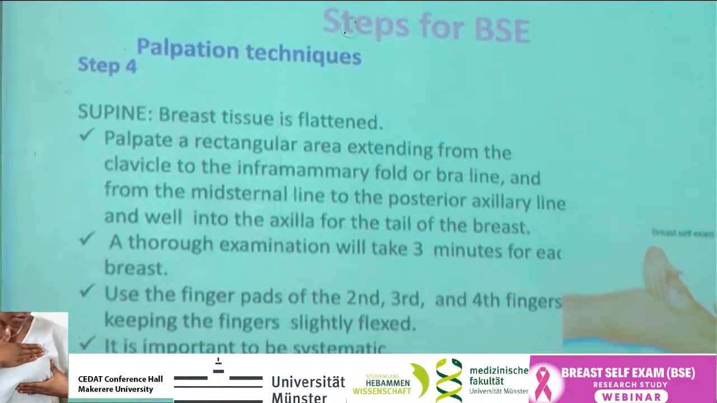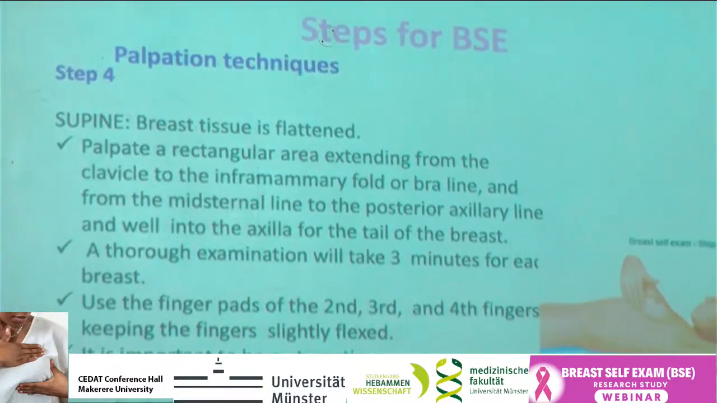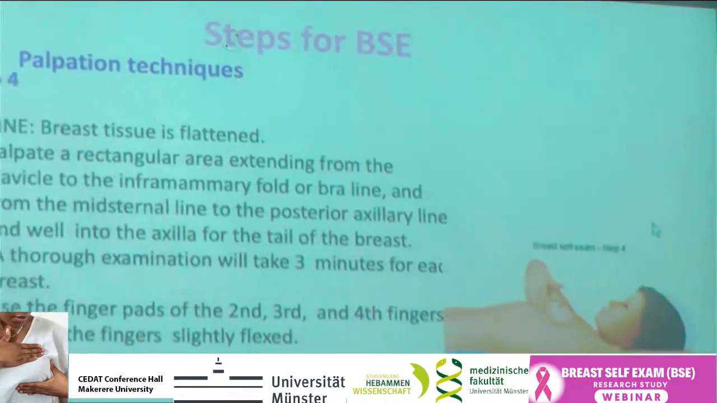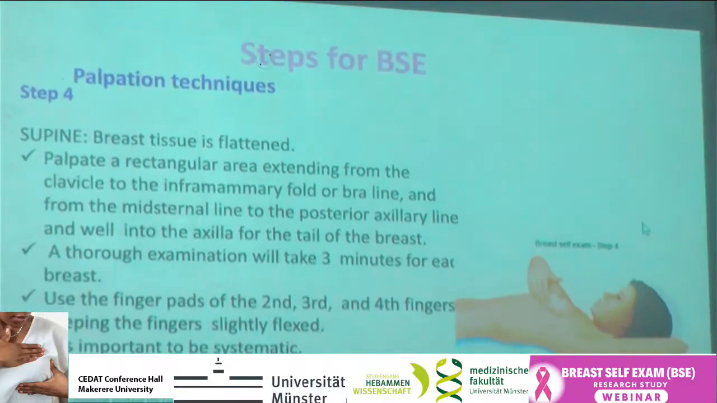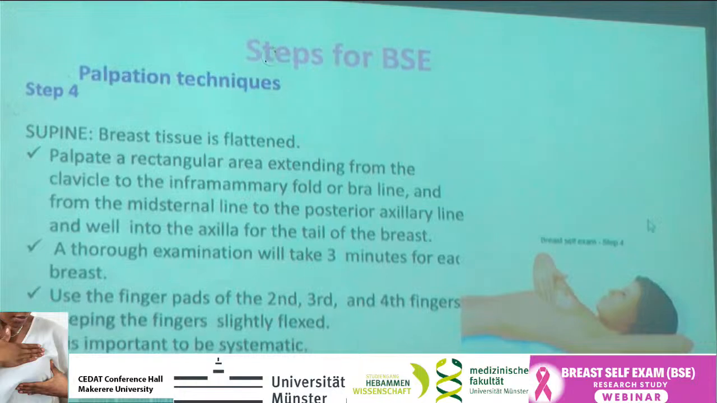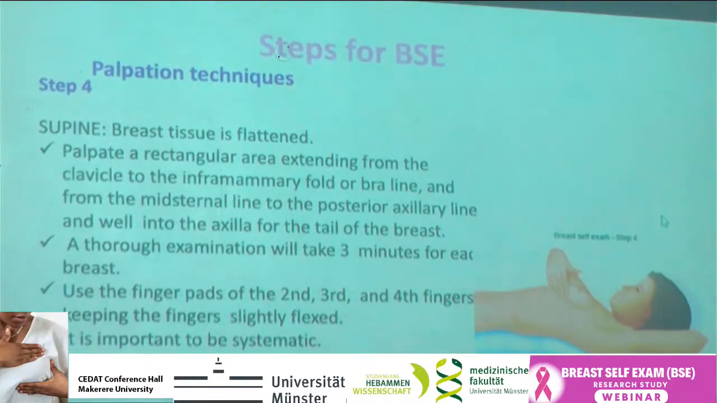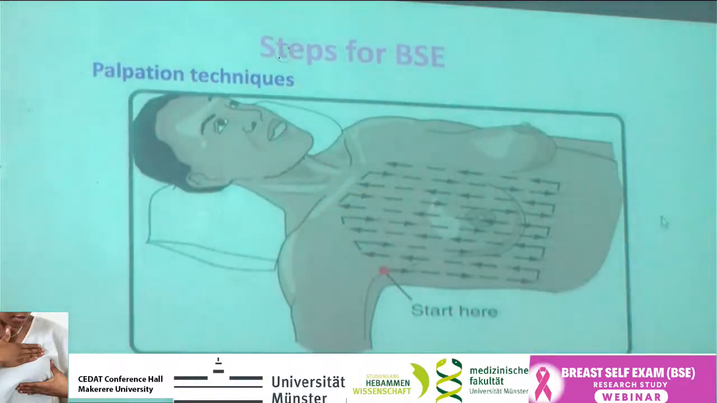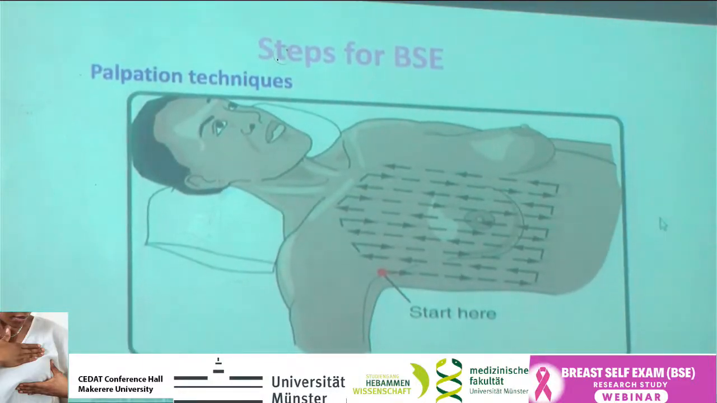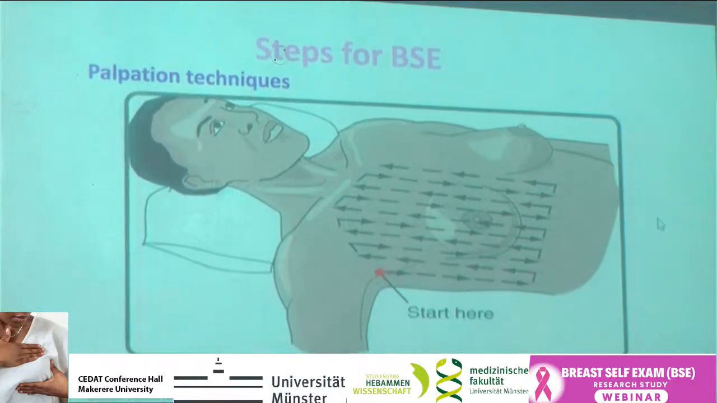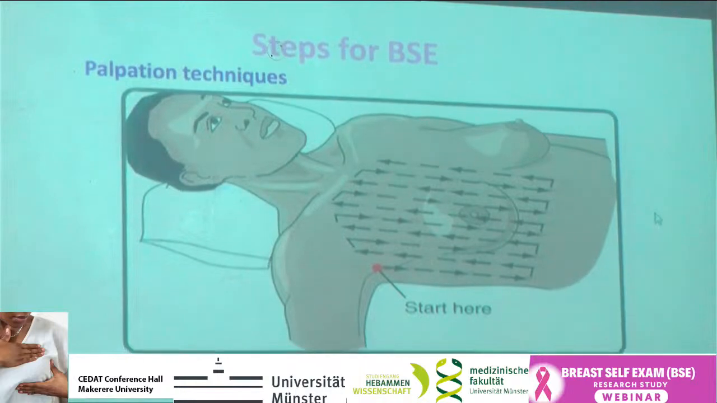A thorough examination will take around 3 minutes for each breast. So you need around 10 minutes for the breast self-examination. Use the finger pads of the second, third, and fourth fingers, keeping the fingers slightly flexed. It is also important to be very symmetric. Like you see here, starting from the collarbone point up and across, make sure that you complete the entire breast and the surrounding areas.